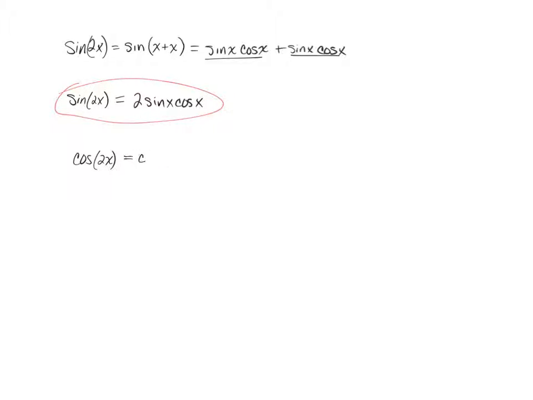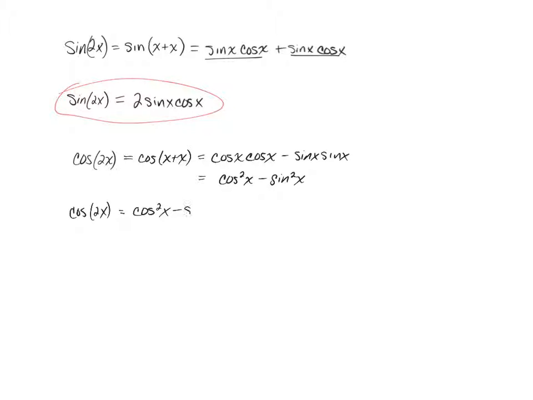We're going to apply cosine of x plus x, remembering the cosine of a sum is cosine of the first angle, cosine of the second angle, minus sine of the first angle, sine of the second angle. And of course that can be rewritten as cosine squared of an angle of x minus sine squared of x. So as far as cosine of 2x goes, the most common substitution would be this, that you can replace it with cosine squared minus sine squared, not to be confused with cosine squared plus sine squared, which is of course equal to 1.